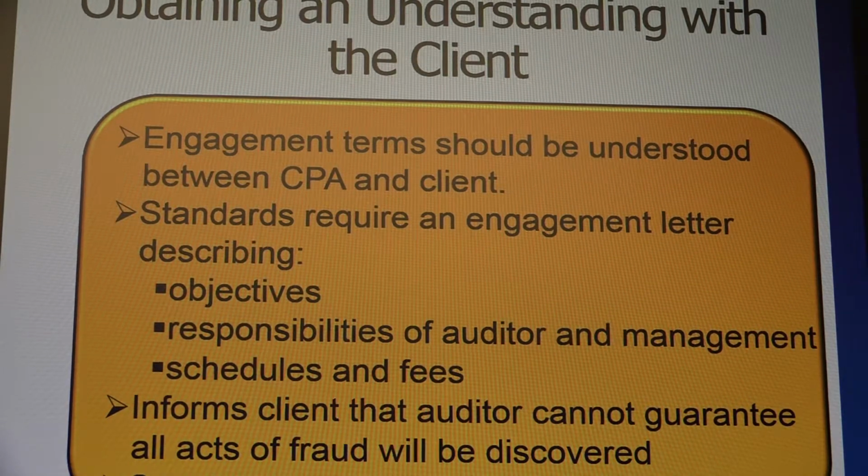what the understanding is. And so it should include what the objectives of the audit are, what the responsibilities of the auditor are, what the responsibility of management is. It should talk about the schedules and the fees. And it also needs to have a disclaimer in it that essentially says that the auditor does not guarantee against acts of fraud or material error.